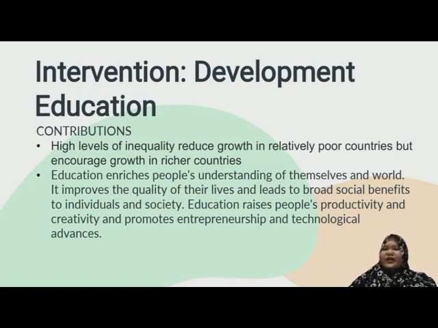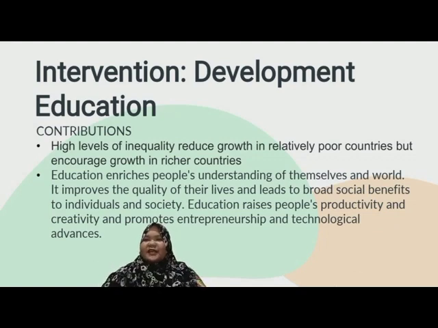Education, in every sense, is one of the fundamental factors of development. No country can achieve sustainable economic development without a substantial investment in human capital. Education raises people's productivity and creativity and promotes entrepreneurship and technological advances. In addition, it plays a very crucial role in securing economic and social progress and improving income distribution.